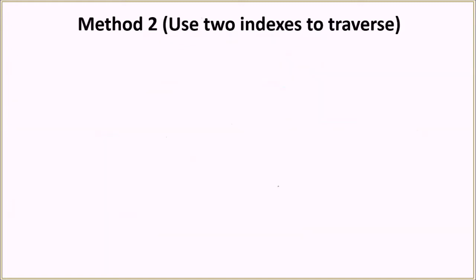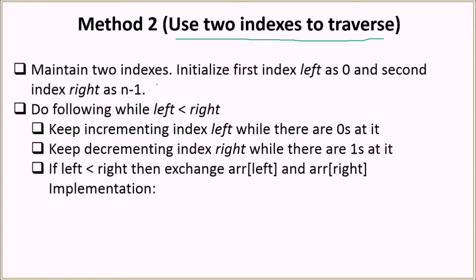Let us see. In this second method, we are going to use 2 index variables to traverse the array. We maintain 2 indexes. We initialize the first index left as 0 and the second index right as n minus 1. So there are 2 index variables, left and right. Left is initialized with 0, right is initialized with n minus 1. That is the initialization step.